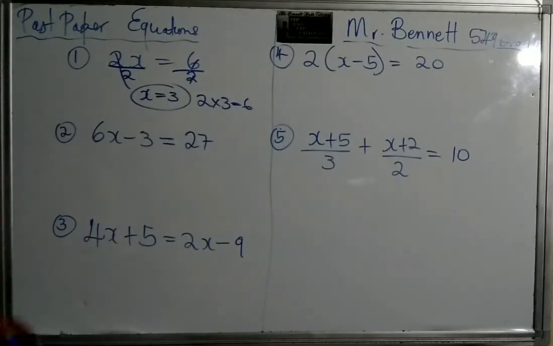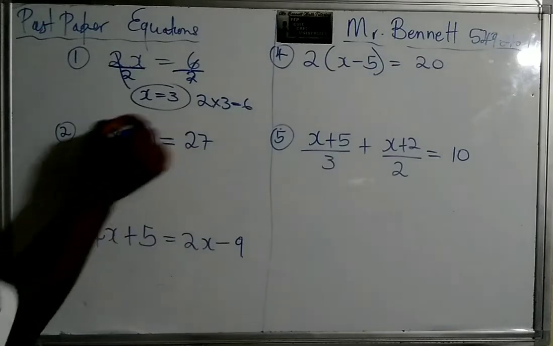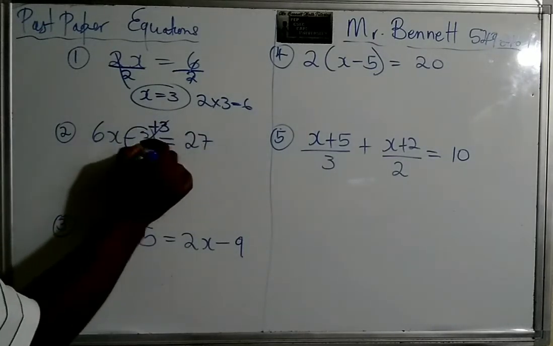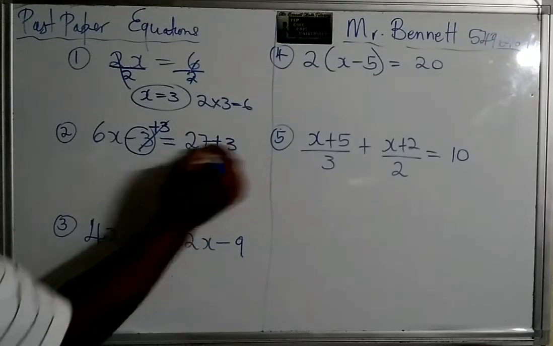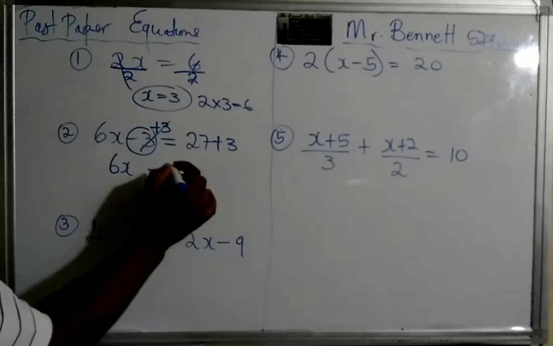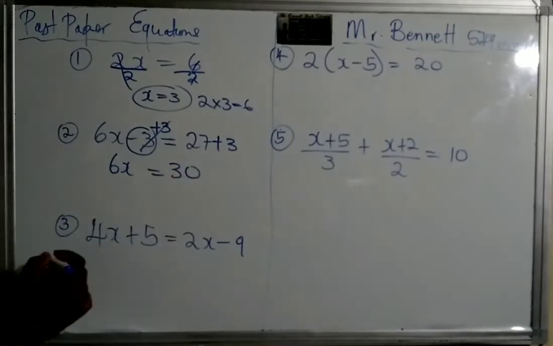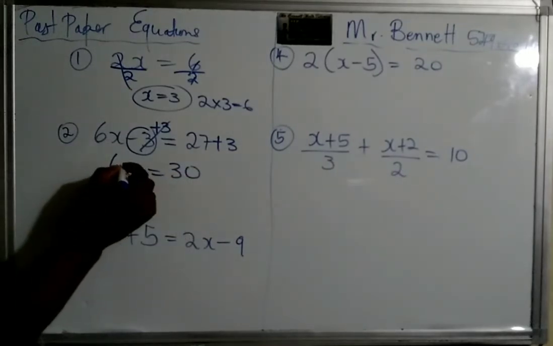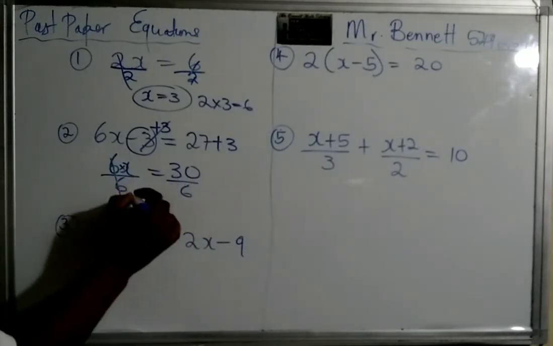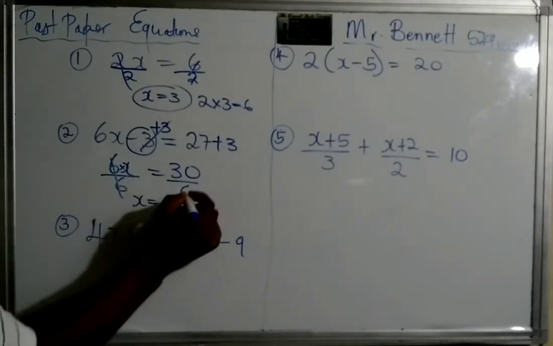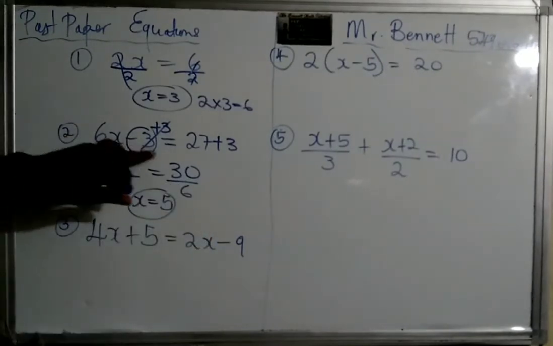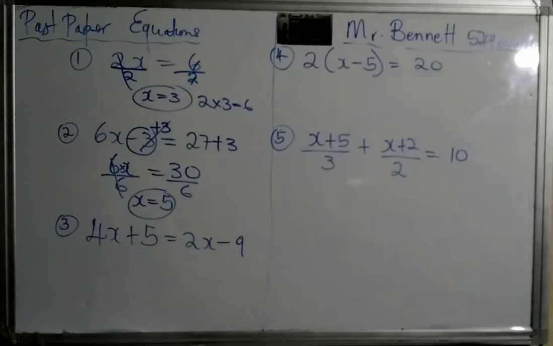Now in order to show working, we find the inverse of negative 3, which is plus 3. What you do to one side, you do to both sides. So we are left with 27 plus 3, that is 30. And then we divide by 6 because this is times, so we divide by 6. What you do to one side, we do to both sides. 30 divided by 6 is 5. 6 times 5 is 30 minus 3, the answer will be 27.